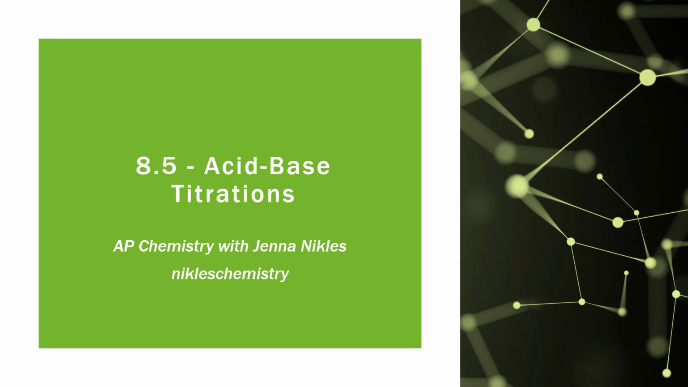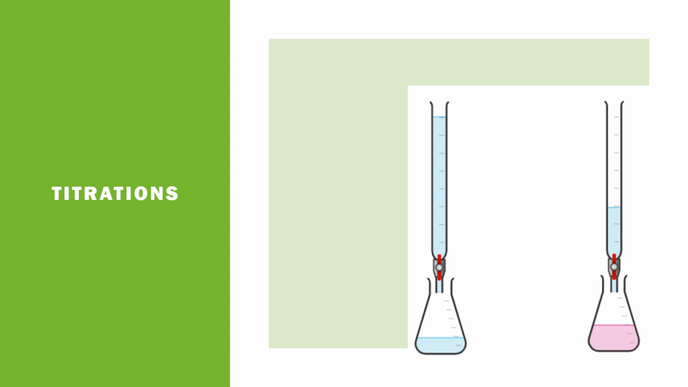Hey guys, today we're going to talk about acid-base titrations. So we talked about titrations a little bit in Unit 4, but the general idea is that you have your two reactants, one in the flask that you don't know the concentration of, we call that the analyte, and one in the burette that we do know the concentration of, and that's the titrant.